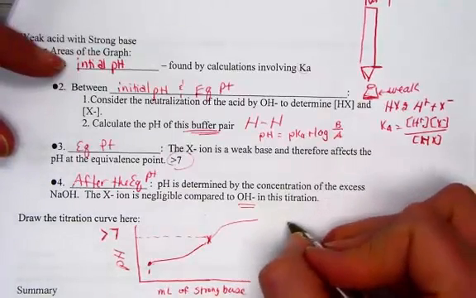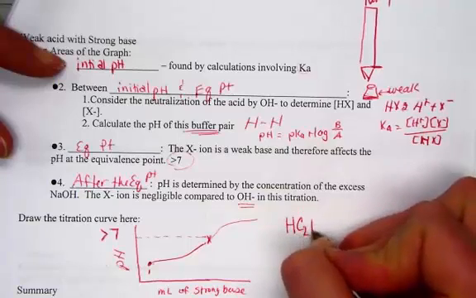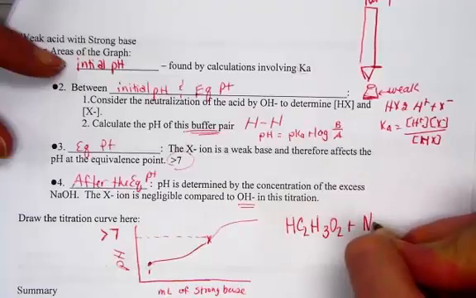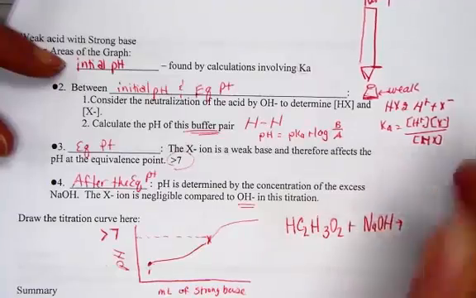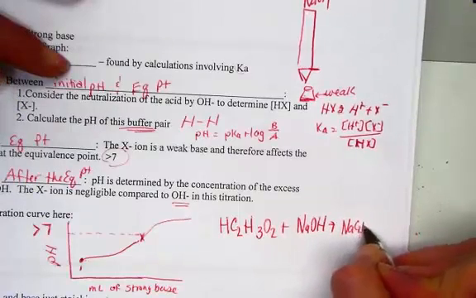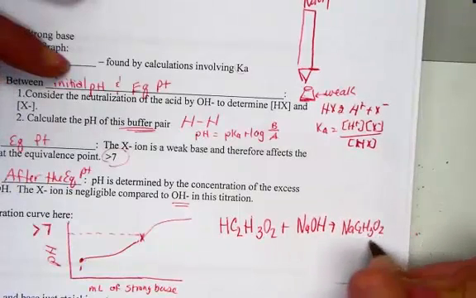So considering what we've said, let's take a weak acid, HC2H3O2, and titrate it with a strong base, NaOH. And if I think about the product side, we would come up with sodium acetate and water.